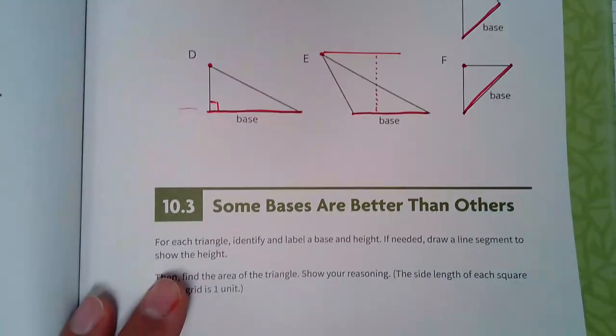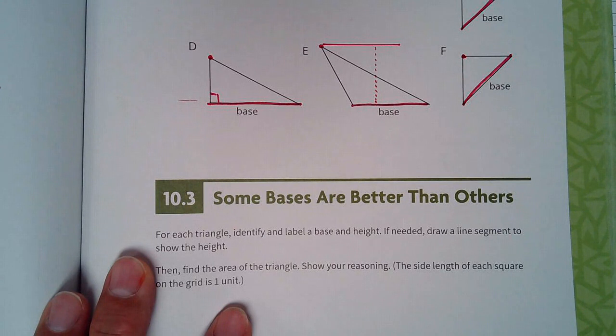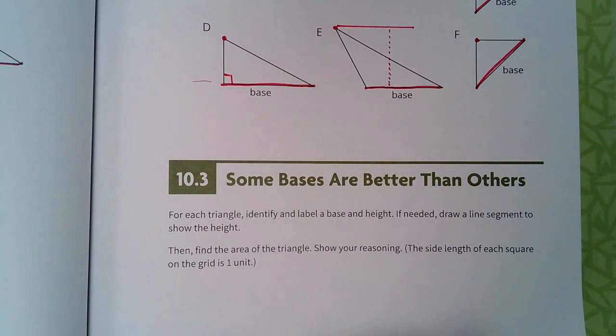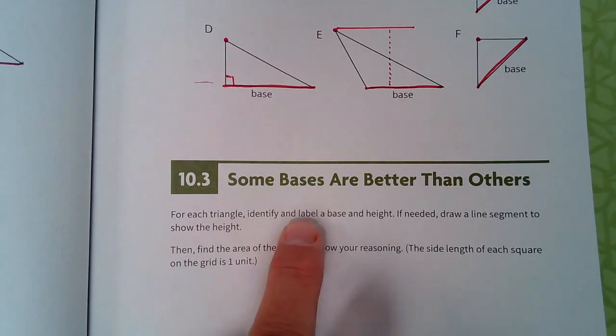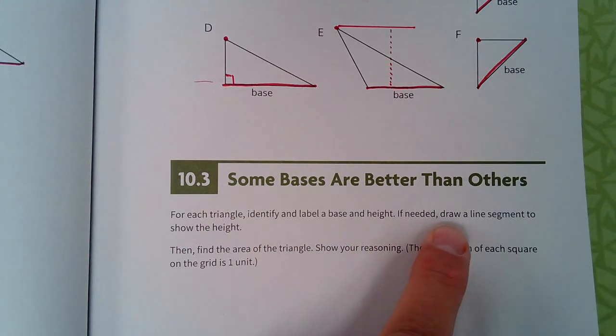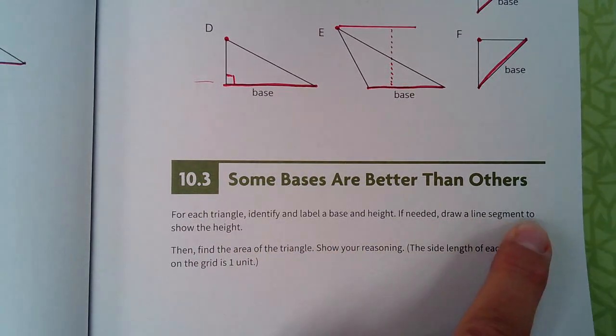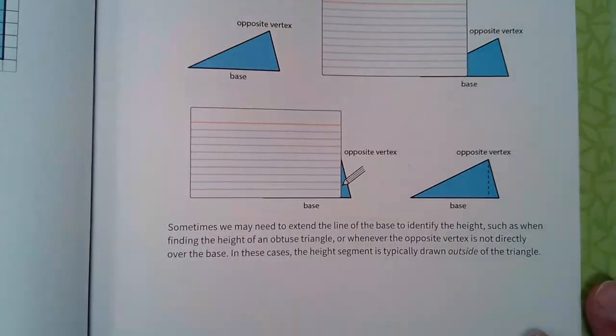It says some bases are better than others. How are we doing on time here? Not much time left in class. It says for each triangle, identify and label a base and height. If needed, draw a line segment to show the height. So turn the page. We're on page 88 now.